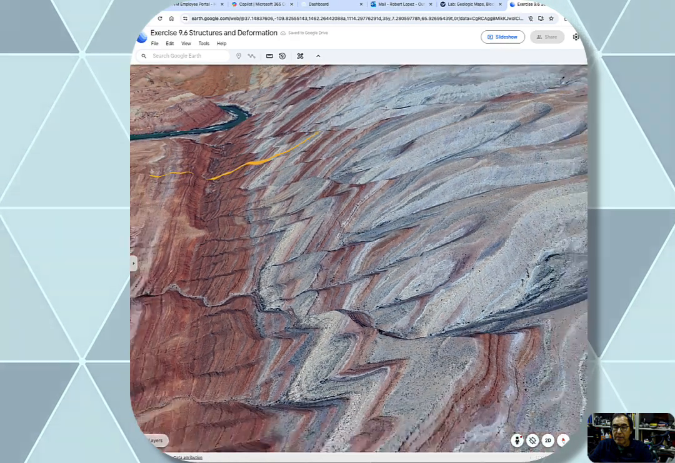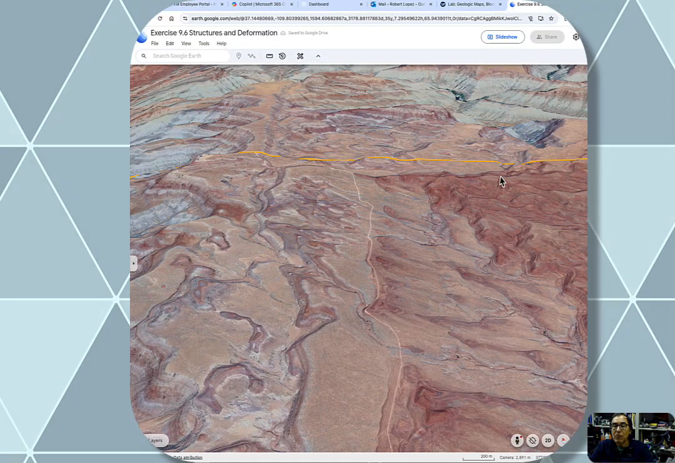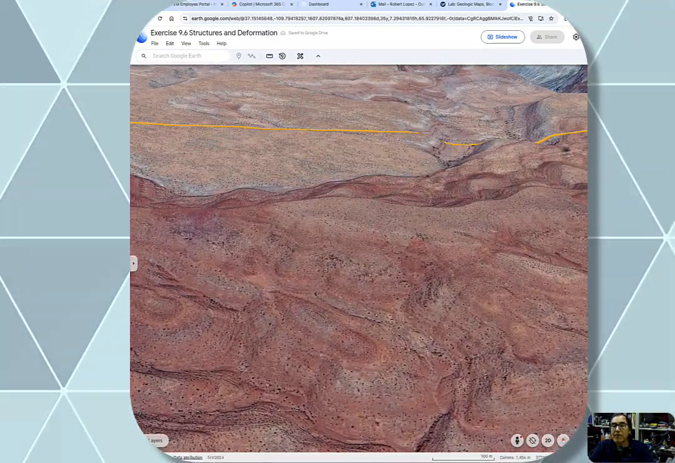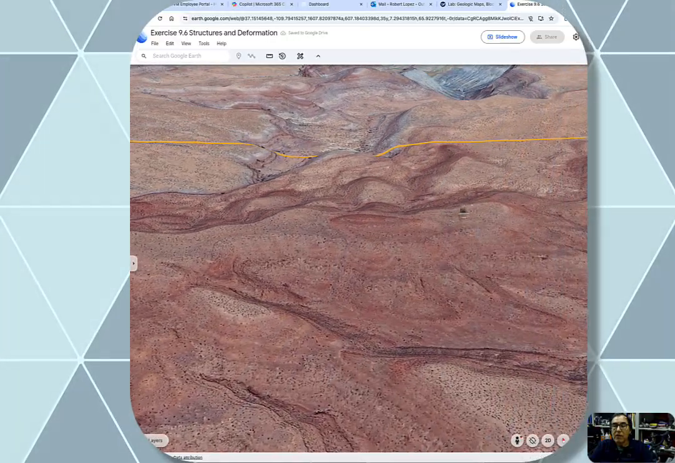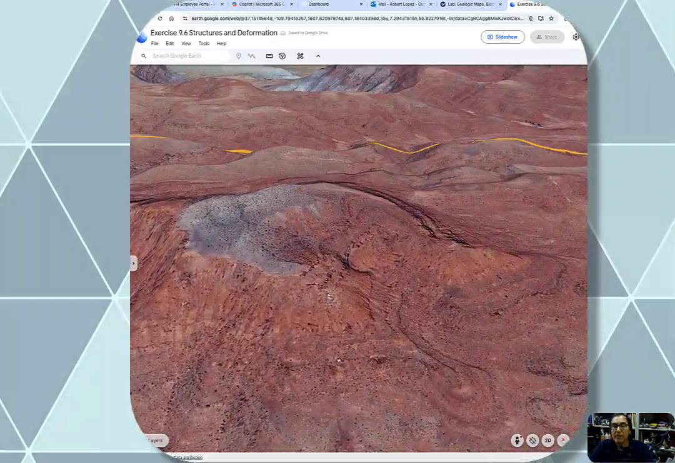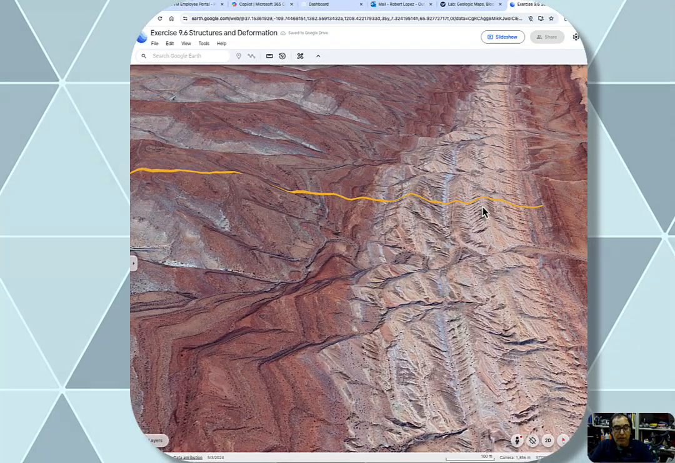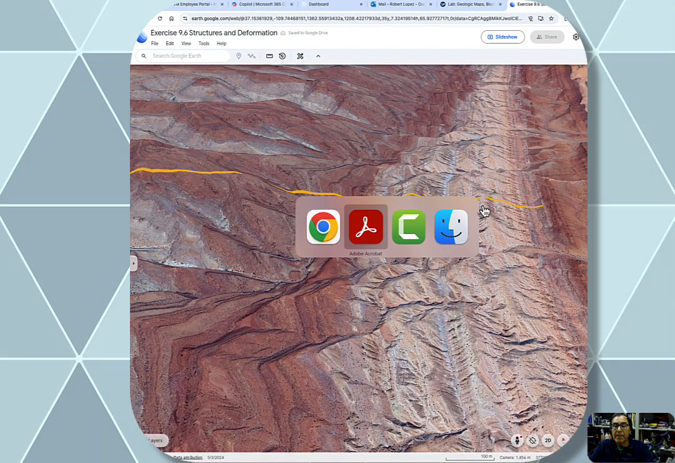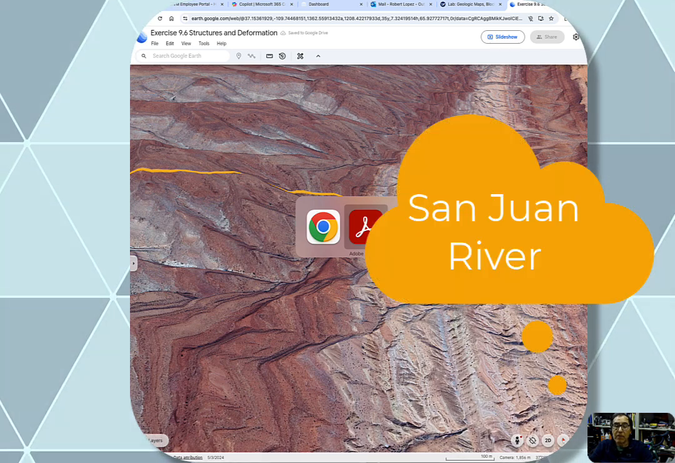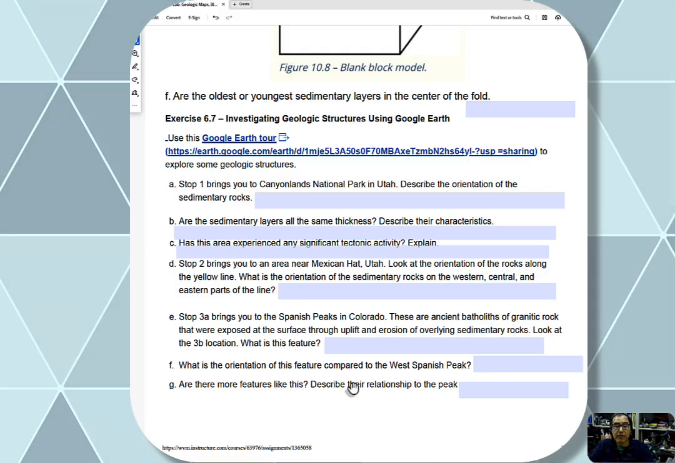Let's zoom out. Zoom in here to the center, probably somewhere where there's some erosion where you can see what's going on here. Like right in here, see if you can figure out what's going on there. And then do the same thing over here on the eastern part. Oh, look at that. Yeah, this is where you want to look right here. So go ahead and answer the questions there for the Mexican Hat region. In fact, the San Juan River goes right near this area, and that's some of the stops we actually did on our rafting trip.